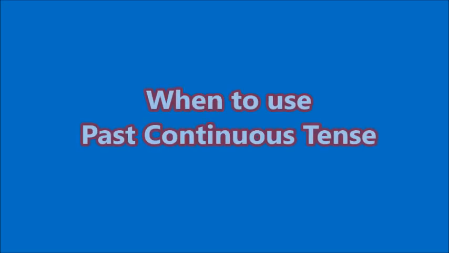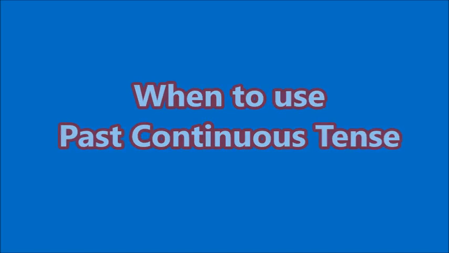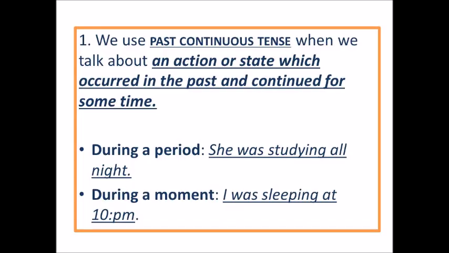Now we'll see when to use past continuous tense. We use past continuous tense when we talk about an action or state which occurred in the past and continued for some time. It can be during a period or during a moment. She was studying all night. I was sleeping at 10 p.m.